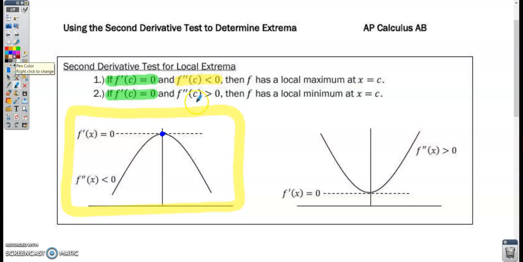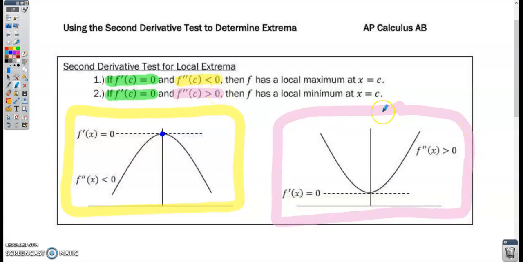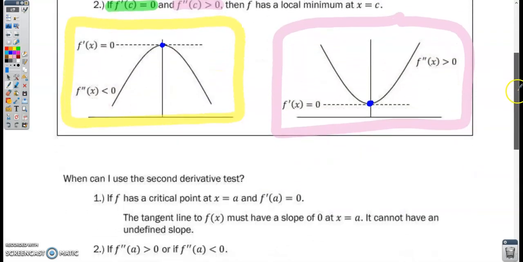And then similarly, when f double prime of c is greater than 0, we have this case. Again, the slope is 0 at the point, but the curve around the point is concave up, which means that the place where the slope is 0 has to be at the bottom of the graph, and therefore we have a local minimum there. So if I'm using the second derivative test, I'm going to find the first derivative, see where it's equal to 0, find the second derivative, see what its values are where the first derivative is 0, and then use those to determine whether that point is a maximum or a minimum.